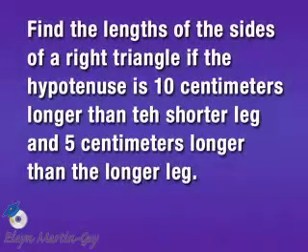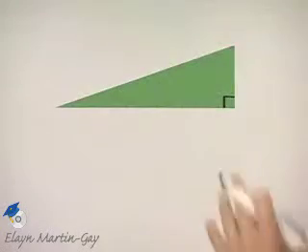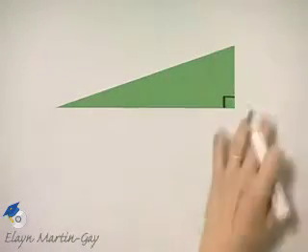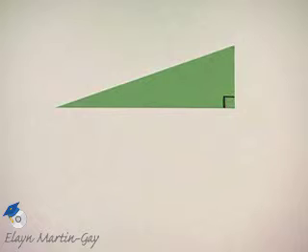Find the lengths of the sides of this right triangle if the hypotenuse is 10 centimeters longer than the shorter leg and 5 centimeters longer than the longer leg. Now notice I just have a generic right triangle drawn here. I do not know if it's to scale or not, but it will work as our diagram.